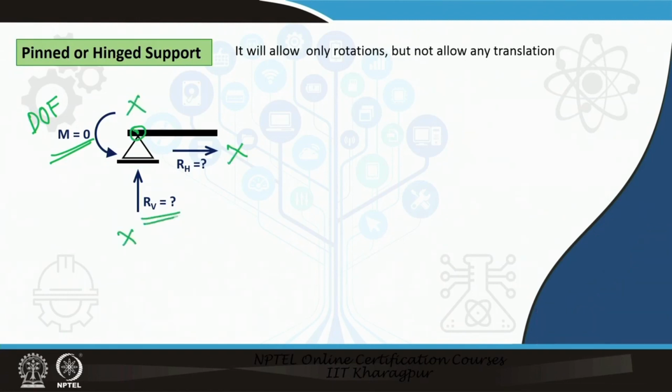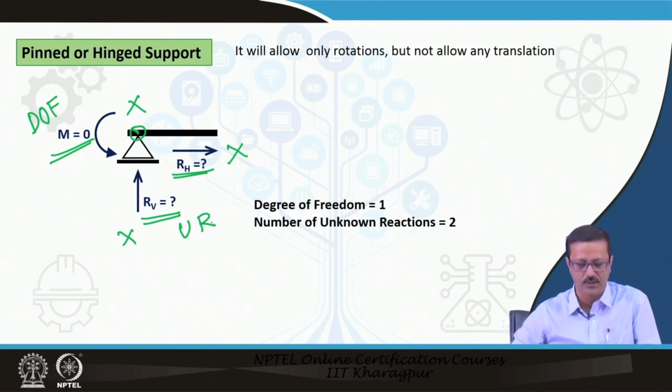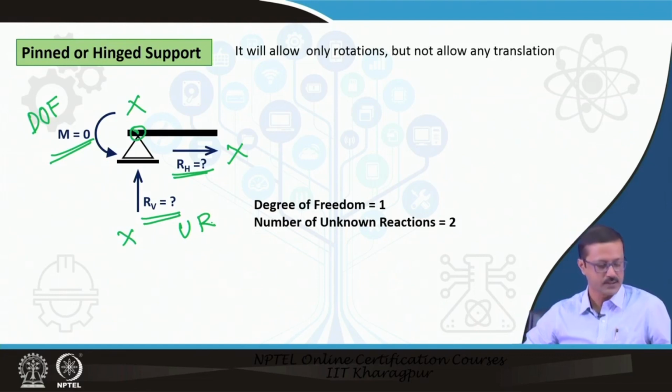So, it has 2 unknown reactions. We will see that the degree of freedom is 1, sorry, and the number of unknown reactions is 2 over here.